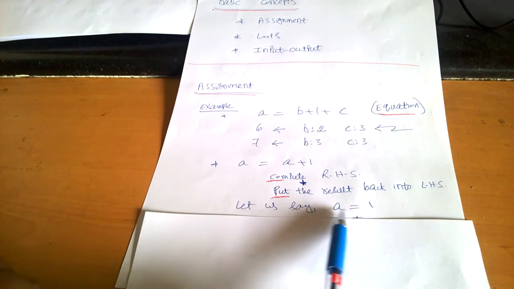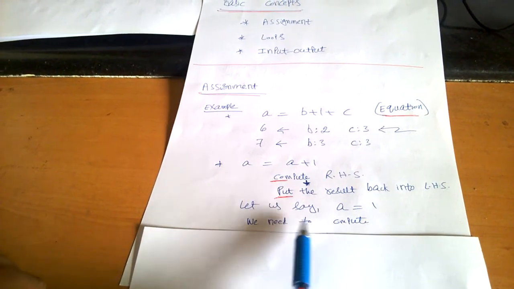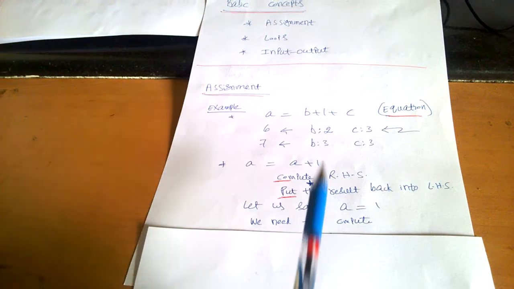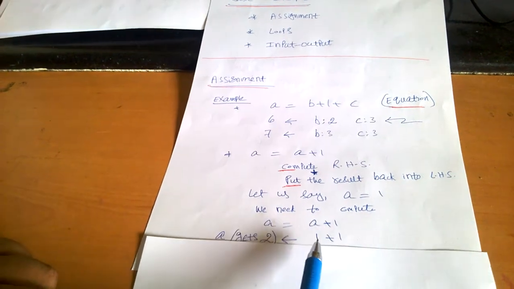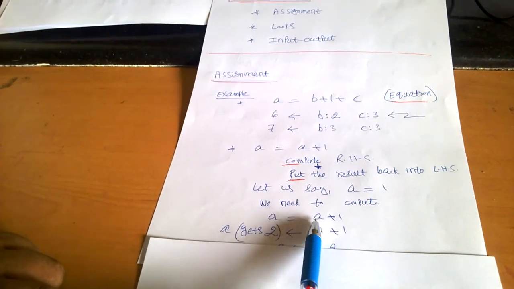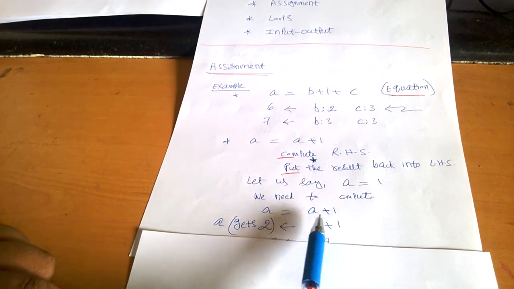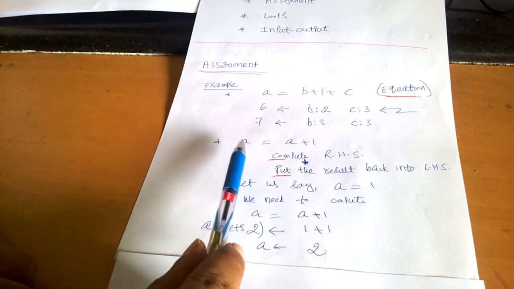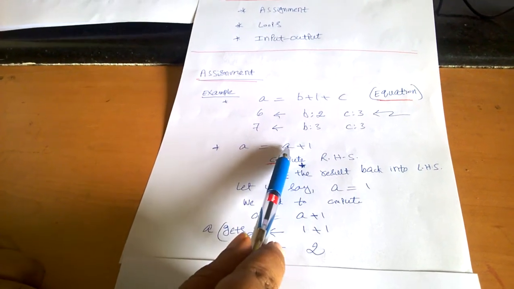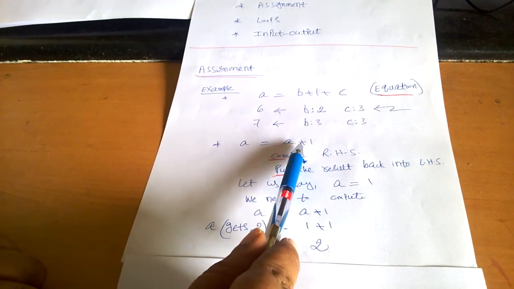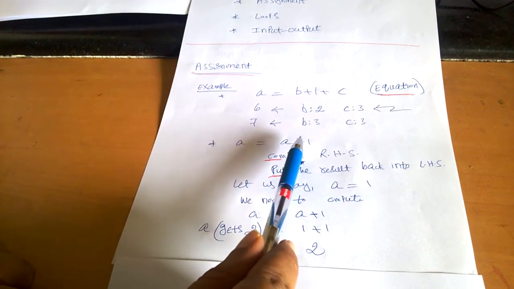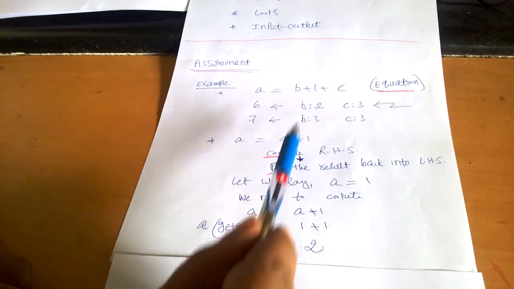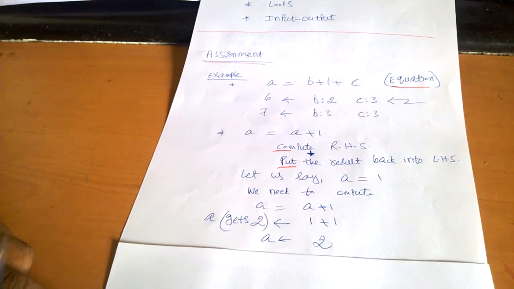Let's take an example. Let's say A equals 1. Then we compute the right hand side. A equals A plus 1, so the right hand side will be A plus 1, which is 1 plus 1. So A gets the value 2. The meaning of this is: add 1 to A and then put the result back. So 1 plus 1 is 2. This is a basic increment operation on variable A.